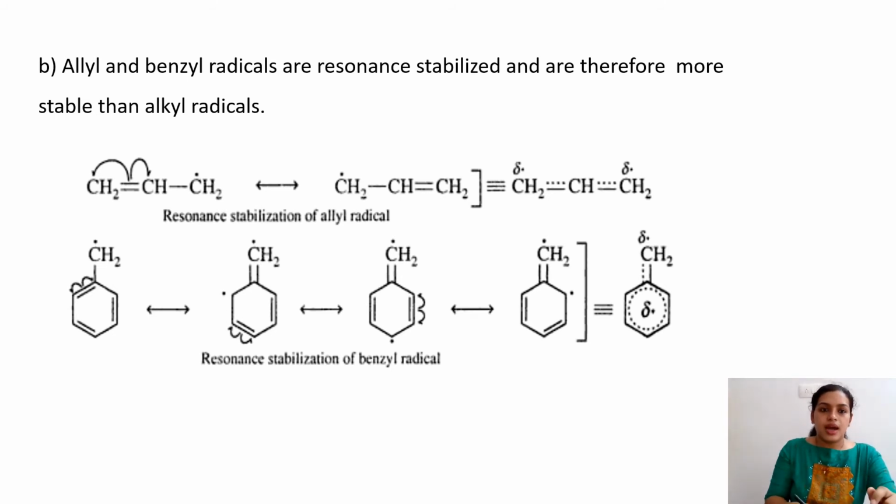When it comes to the allyl radical, it also follows the same trend. Whether it is an allyl carbocation, carbanion or radical, or a benzyl carbocation, carbanion or radical, they will be stabilized because of the resonance effect. So this is the stabilization of allyl and benzyl free radicals. They are more stable than their alkyl counterparts.